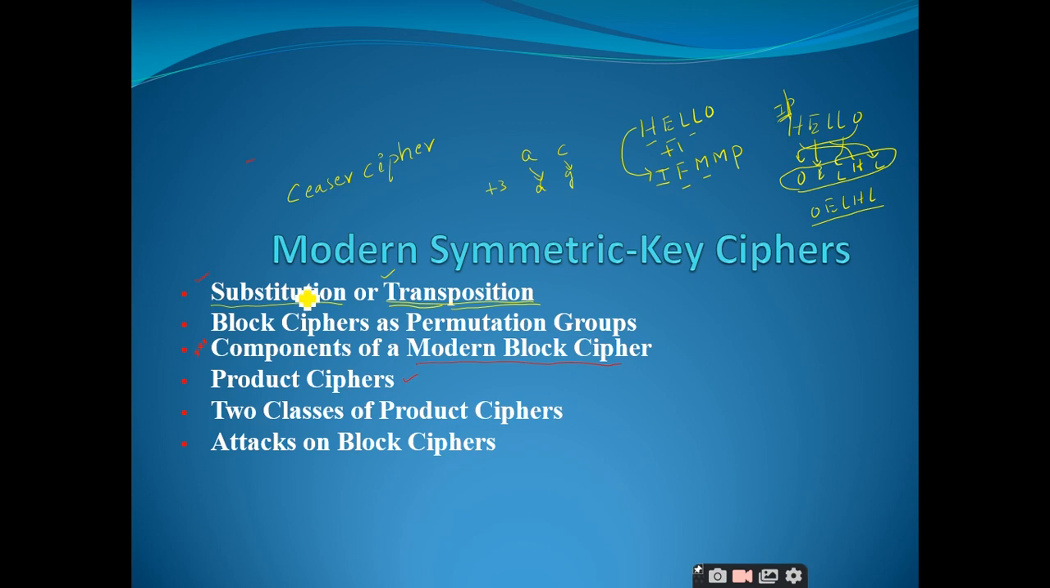So you should know the difference between substitution and transposition. Substitution is where you substitute the characters with other characters, and transposition is where you make use of the same characters but change the position of those characters. Is it clear up to this point? Yes, sir. So, coming to the title of our discussion, which is modern symmetric key ciphers.